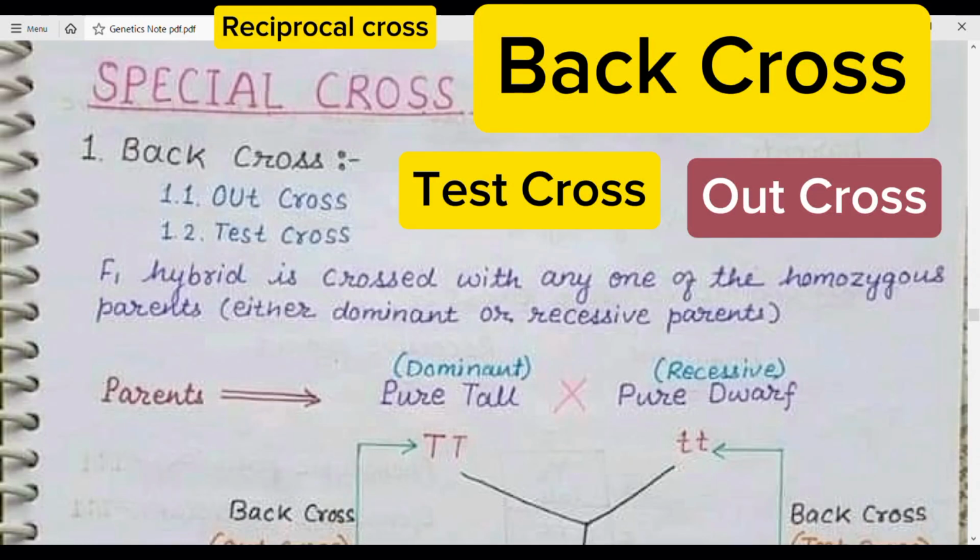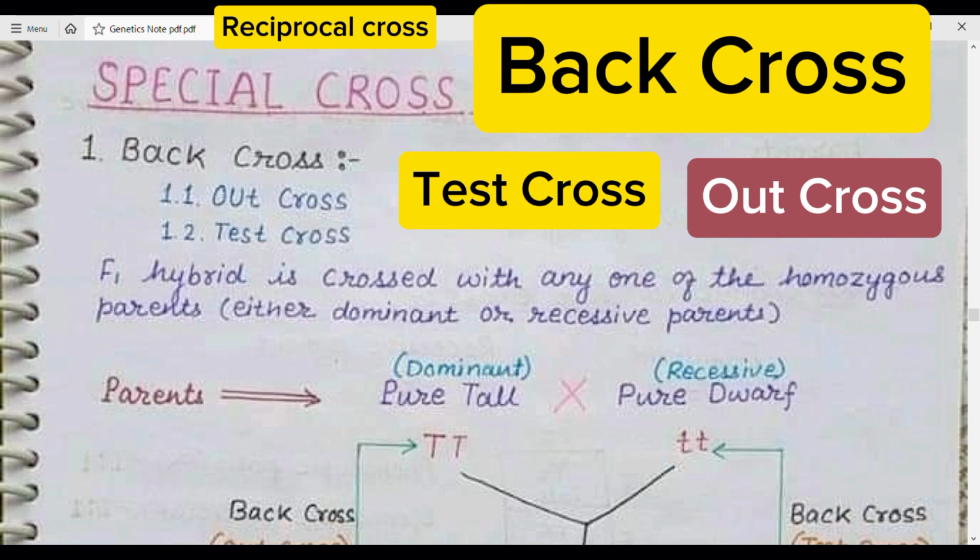In this video, we are going to discuss the special crosses, that is back cross, types of back cross, out cross and test cross. Types of test cross: monohybrid test cross, dihybrid test cross and trihybrid test cross. And we are also going to discuss the reciprocal crosses. So let's start. What is back cross?